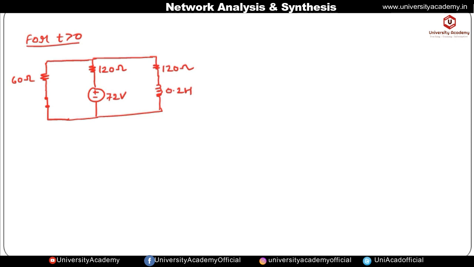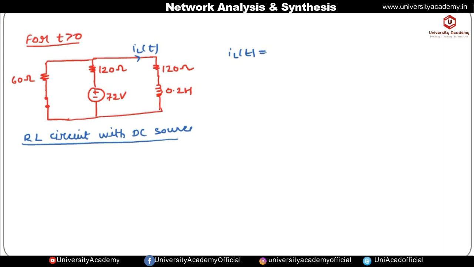Now this is an RL circuit with a DC source. I have told you the formula to find the current expression. IL of t is given by the formula IL of t equals I of infinity plus (I of 0 positive minus I of infinity) into e to the power minus t by tau. I of infinity is the current flowing through this inductor under the steady state condition.